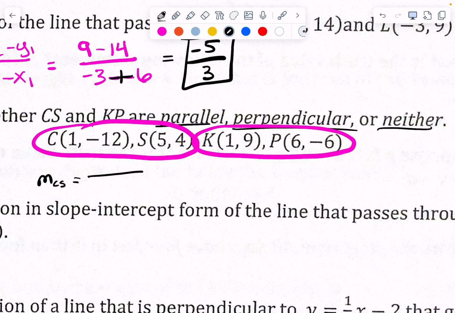What's your y2? 4 minus negative 12, or 4 plus 12, over 5 minus 1. 4 plus 12 is 16 over 4, so that line has a slope of 4. If these two lines are parallel, the other line will have a slope of 4. If they are perpendicular, the other will have a slope of negative 1/4. We're going to see which one it is. Now we have to do the slope of KP.